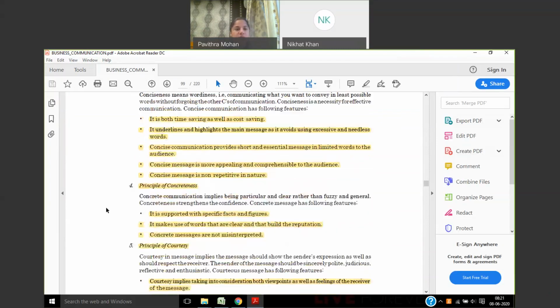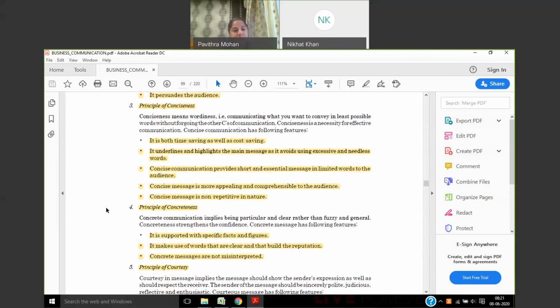Then, the principle of conciseness. So what happens in conciseness? I have to be crisp and clear. I shouldn't keep dragging the information. It should be crisp and clear so it's easier for the receiver to understand. What happens by being concise? The first and foremost thing is that it is both time saving as well as cost saving. So rather than giving multiple paragraphs, I can give it in bullet points. It becomes easier for them and it is cost saving for me.